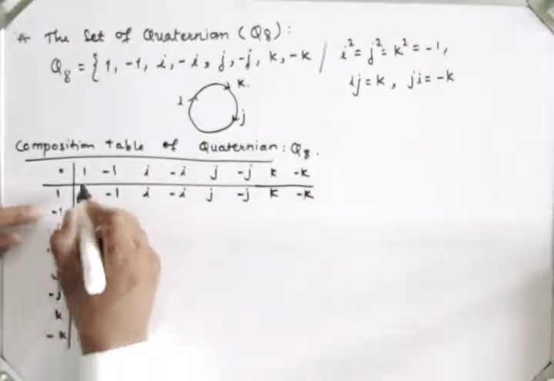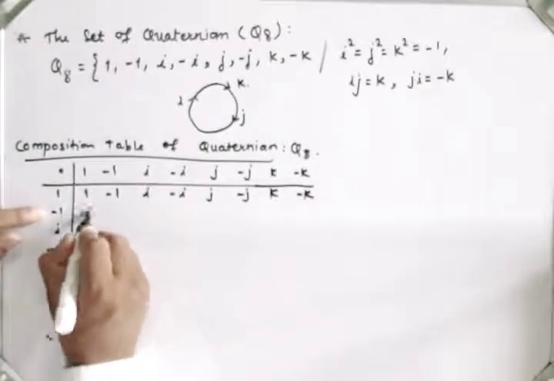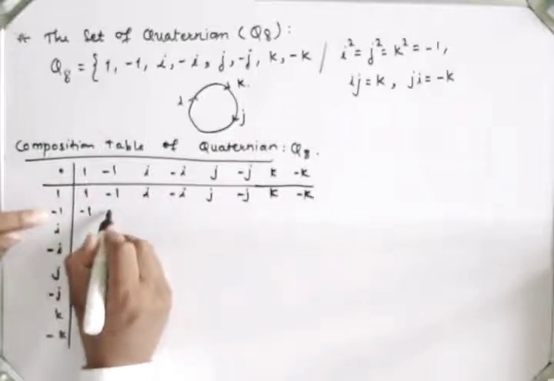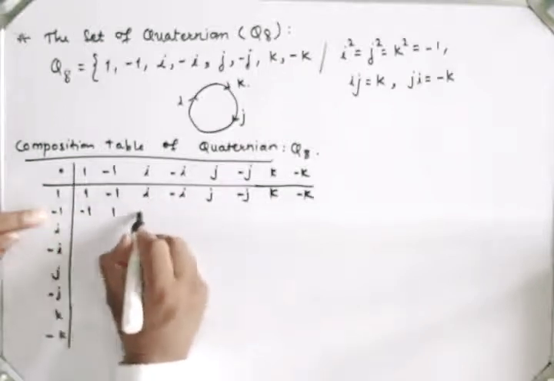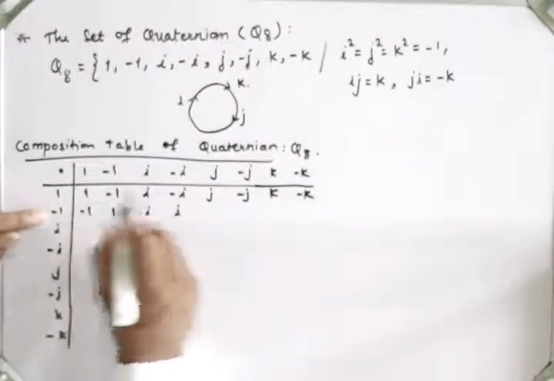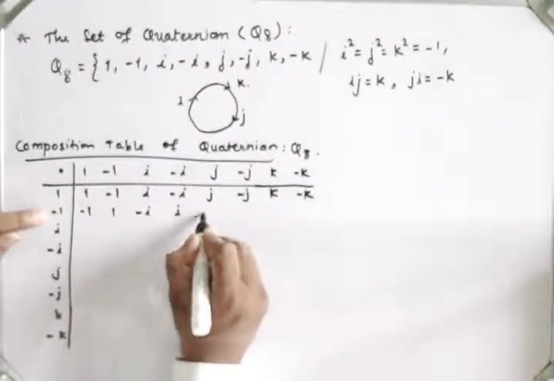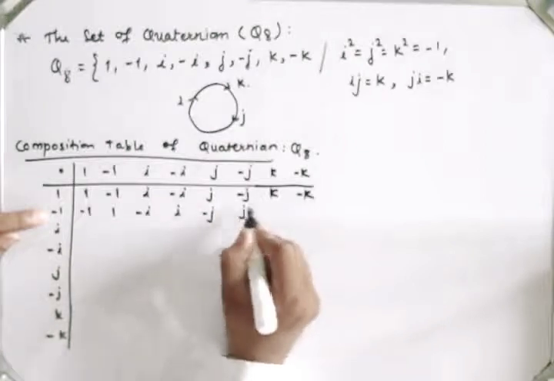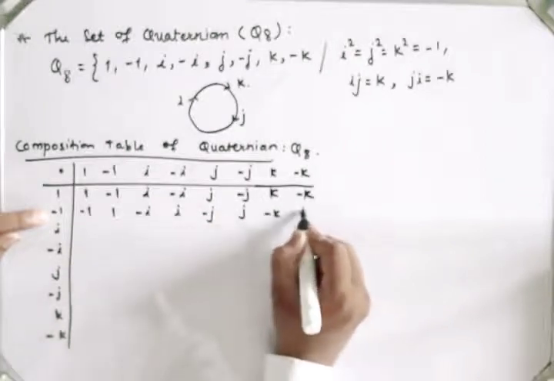So next, minus 1: minus 1 into 1, minus 1. Minus 1 into minus 1, plus 1. Minus 1 into i, minus i. Minus 1 into minus i, plus i. Minus 1 into j, minus j. Minus 1 into minus j, plus j. Minus k, plus k.